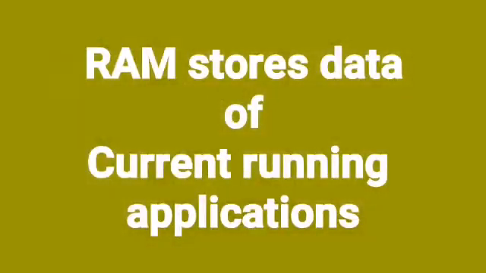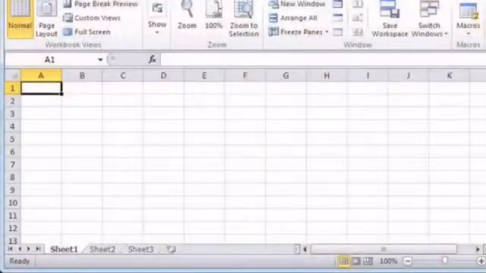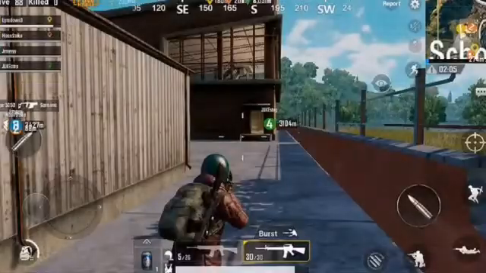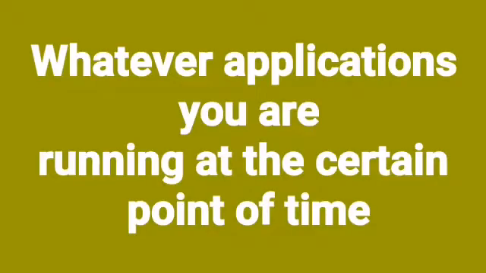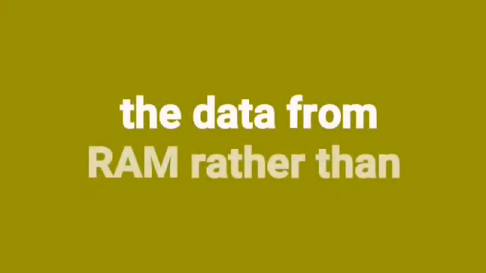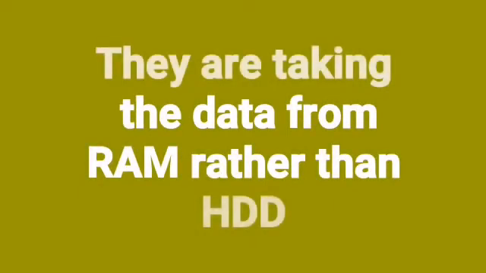Now, what type of data does RAM store? RAM stores data of current running applications. Suppose you opened MS Office, a game, or a media player to listen to audio, an MP3 player, whatever. Then whatever application you are using that is running on your computer, where are they taking the data from? They are all taking the data from RAM.